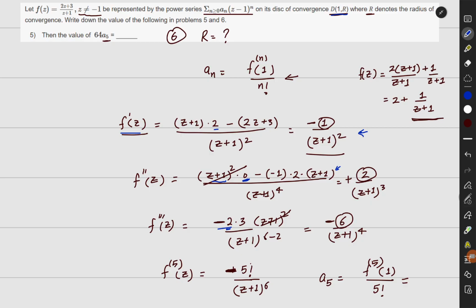Now the derivative of the denominator: it is (z plus 1) to the power 3, so it becomes 3 times (z plus 1) to the power 2, right? In the denominator we get the denominator whole square, so (z plus 1) cubed becomes (z plus 1) to the power 6. I'm cancelling (z plus 1) squared by subtracting 2 from the denominator's power, so we get minus 6 divided by (z plus 1) to the power 4.